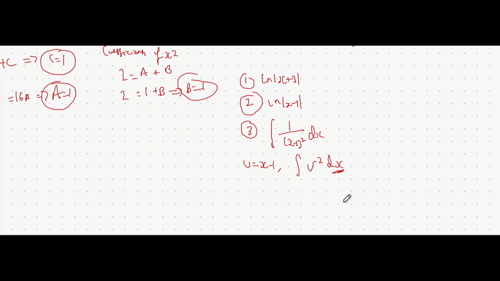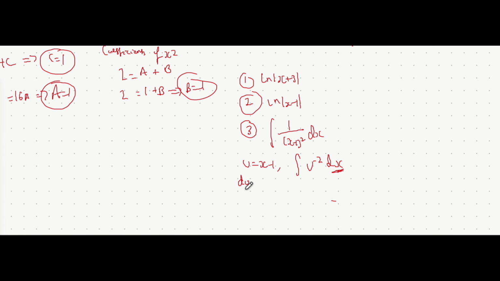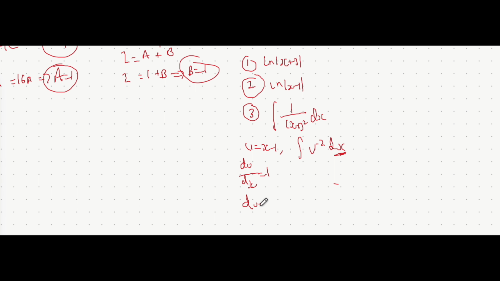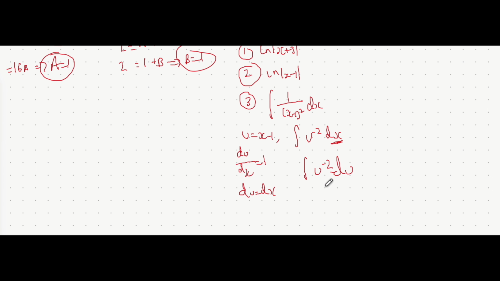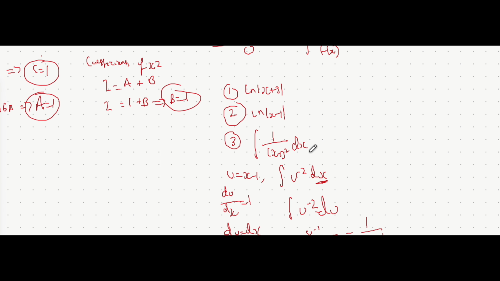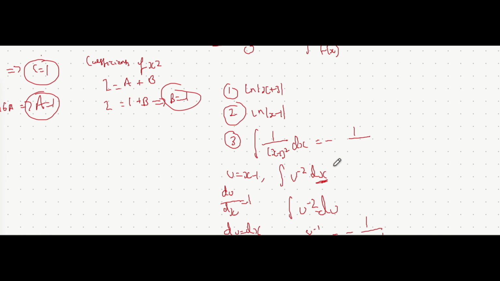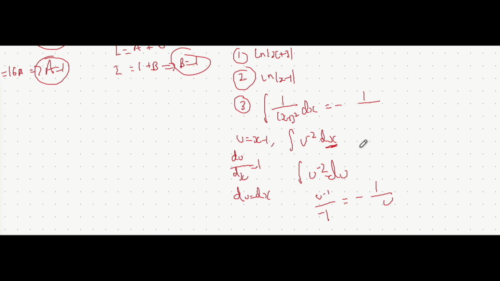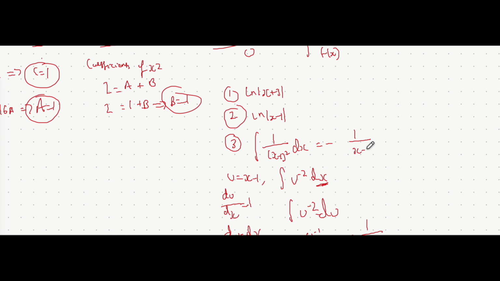This is not in terms of u yet, so we can differentiate both sides of this equation. du dx is equal to 1. Multiply both sides by dx, so du is equal to dx. And you can replace dx now with du. So this becomes the integral of u to the minus 2 du. When you're integrating, you add 1 to the power and you divide by the new power. So that becomes minus 1 over u, or just minus 1 over what we expressed as u in the initial start of the question, x minus 1.